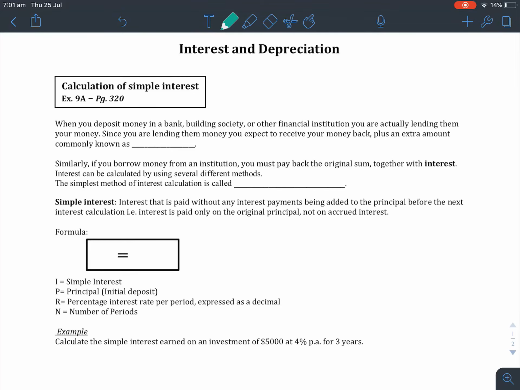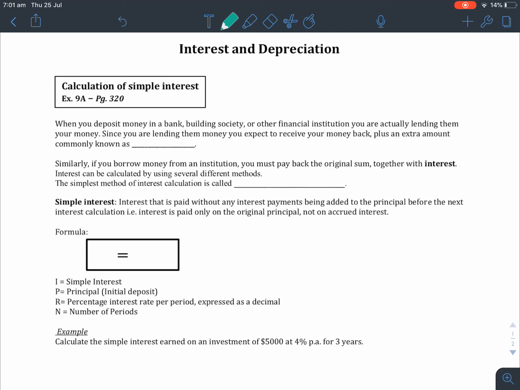Good morning, Year 11. We've started our new topic of interest and depreciation, and today our goal is to learn to calculate simple interest. You'll find that this matches up with exercise 9A in your textbook. So let's talk about simple interest.